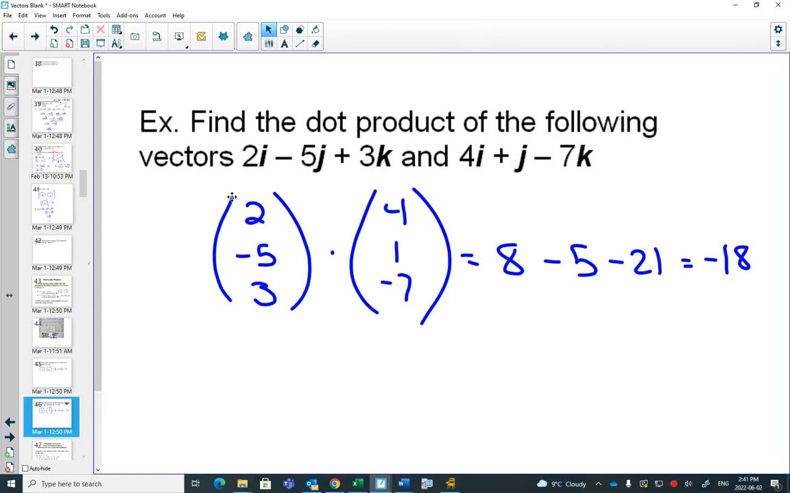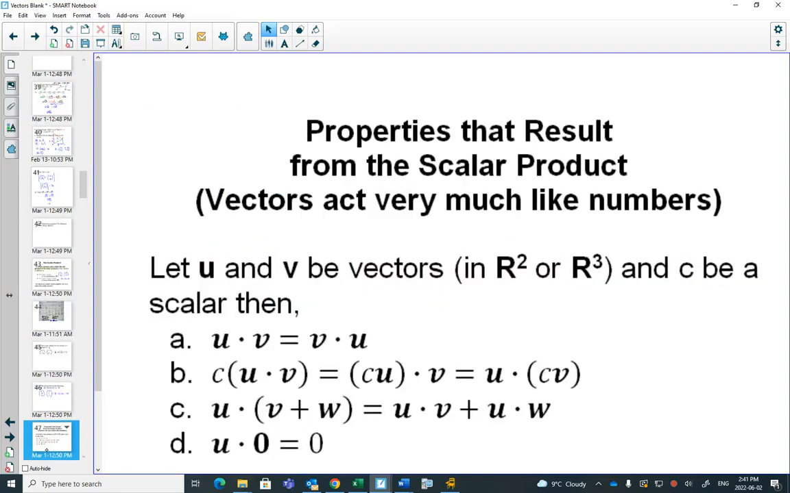Now, why the dot? The math in both 2 dimensions and 3 dimensions is simple. Okay? Yay! Why do we have the dot product? What does it tell us? Okay? So first, we're going to look at some properties.